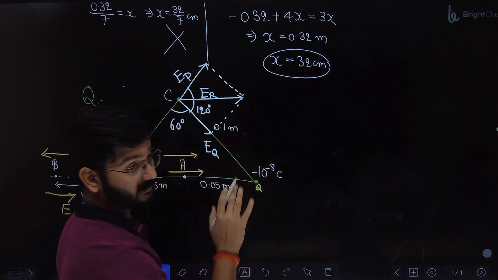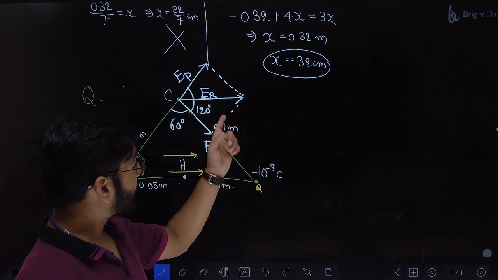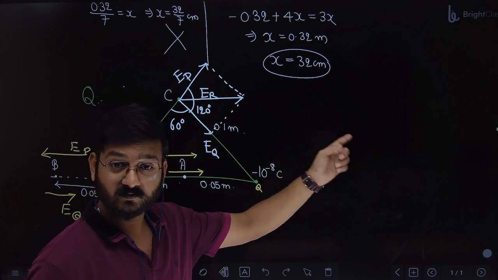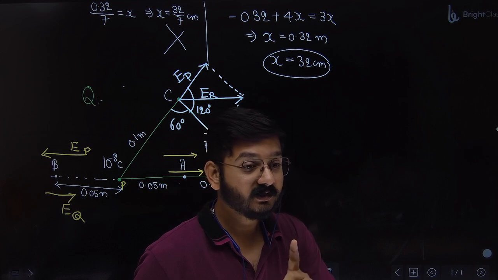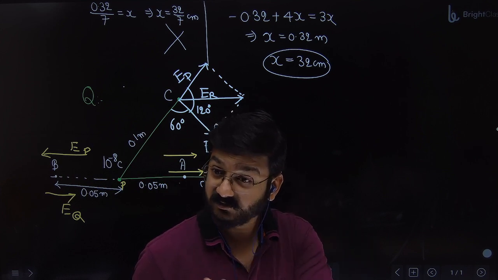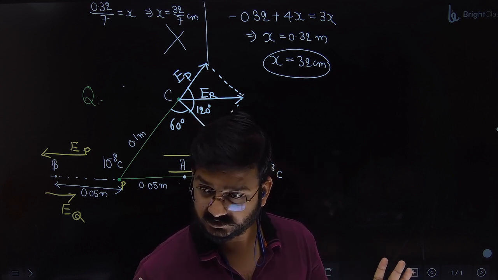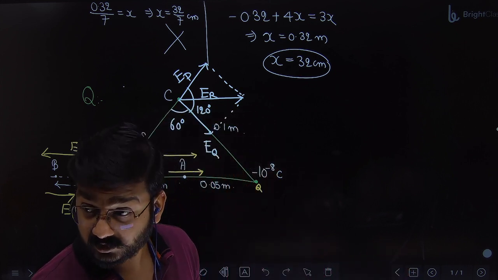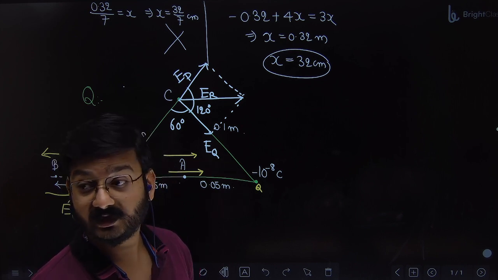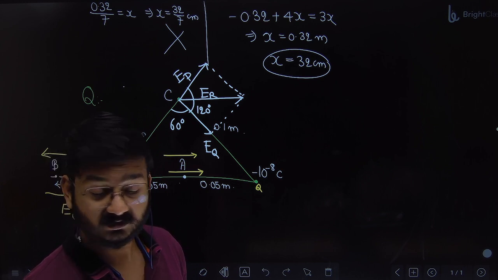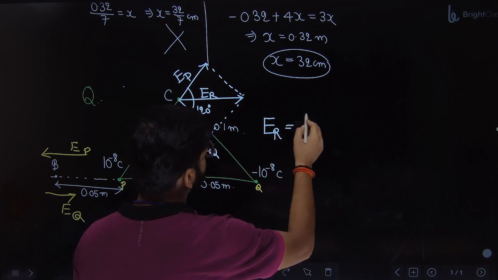So I will directly write, but you will not write this in your school exam. You have to show the steps. You will write ER equal to square root of EP square plus EQ square plus 2 EP EQ cos 120. Exactly same as force. There is no change, only F is replaced by E. In MCQ, save your time. Don't write everything. But if the same question comes as subjective, you need to write every step. Don't take a shortcut there. Don't lose marks like a fool.